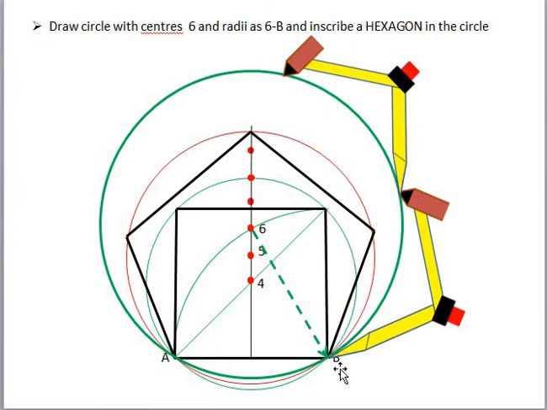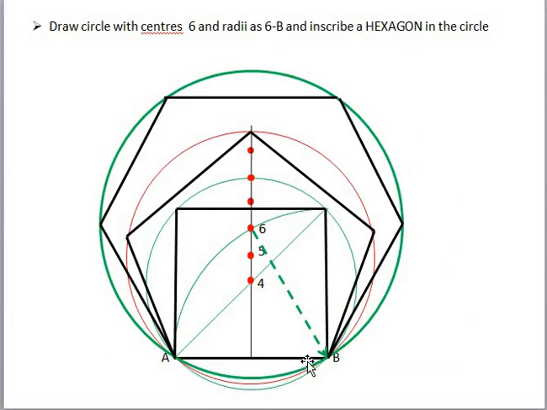You don't change the radius, keep the radius fixed as 6b and mark 1 point here, mark 1 point here. Similarly, you will get all the points. And after you get the points, you simply join these points, and finally you get this hexagon. Similarly, you can draw for any number of points.